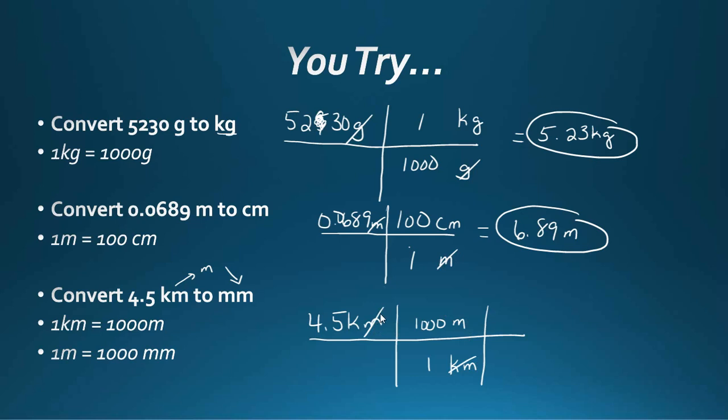Kilometers cancel. Now we have to convert from meters to millimeters. There are 1,000 millimeters in 1 meter. So we want to cancel meters. Millimeters goes up here. 1,000 millimeters in 1 meter. Meters are gone, canceled. We multiply 4.5 times 1,000 times 1,000 again, divided by 1, divided by 1. You should have gotten 4.5 million or 4,500,000.